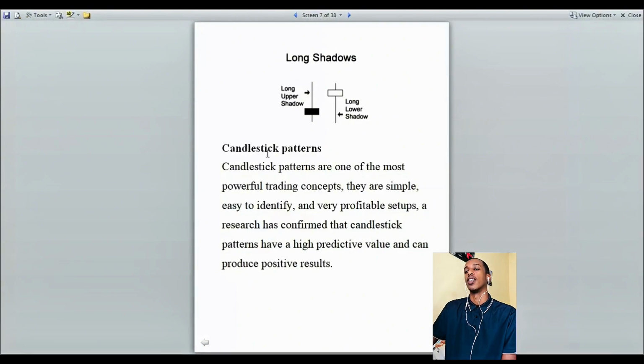And the candlestick patterns. Candlestick patterns are one of the most powerful trading concepts. They are simply easy to identify and very profitable setups. Research has confirmed that candlestick patterns have a high predictive value and can produce positive results.